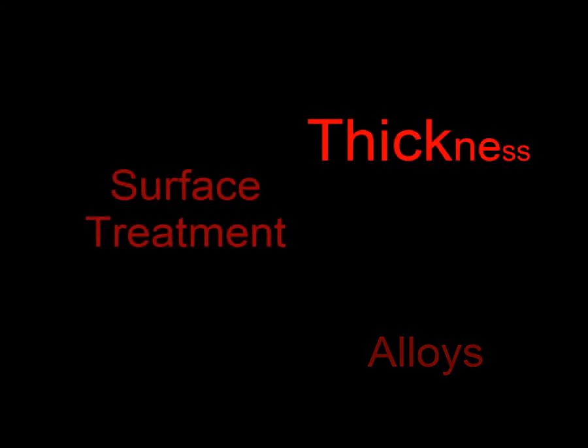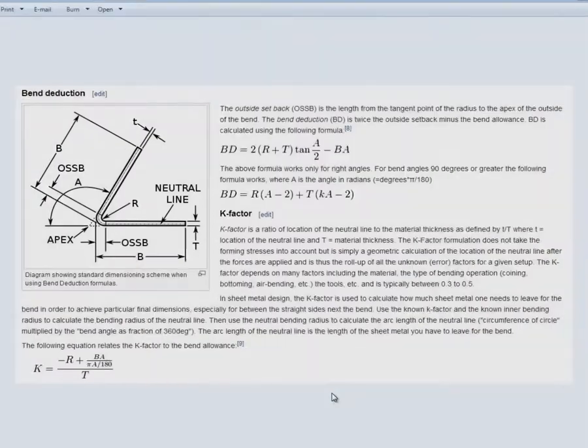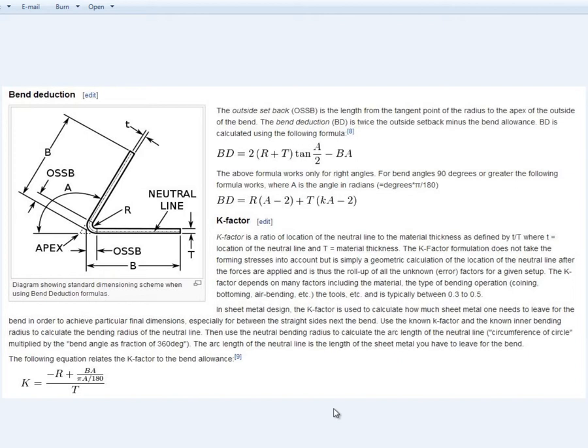The K factor is influenced by a number of variables. What type of material you have, such as copper, will bend different from aluminum, will bend different from steel. How you're bending it, are you air bending it, or is this coining, or is this bent over a die of some sort? What the alloy of the material is, how thick is the material, has it been heat treated at all, or has it had a surface treatment to it, such as galvanizing? All of those variables influence your K factor. This is one place where I do like the SOLIDWORKS definition of K factor, because it points out that the K factor is a roll-up of all the unknown air factors for a given setup, and is typically between 0.3 and 0.5.